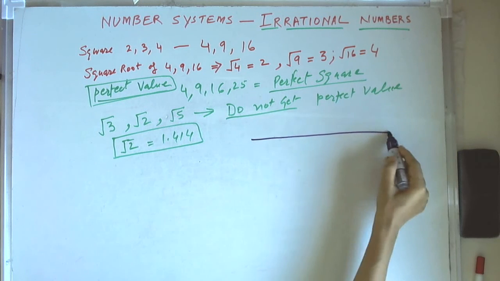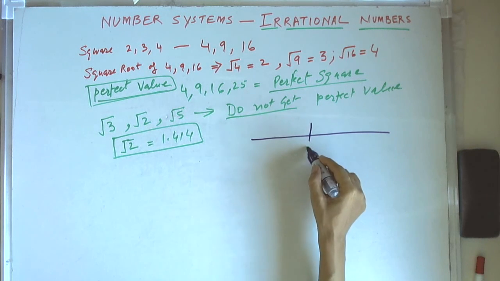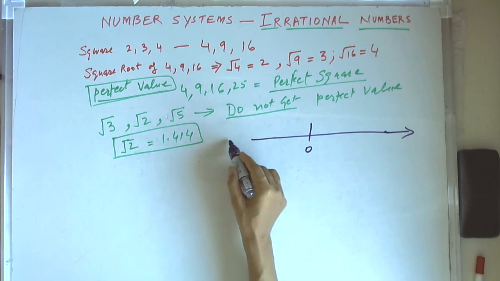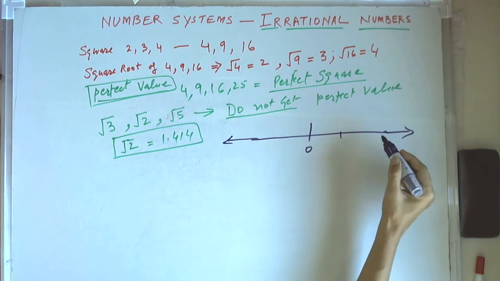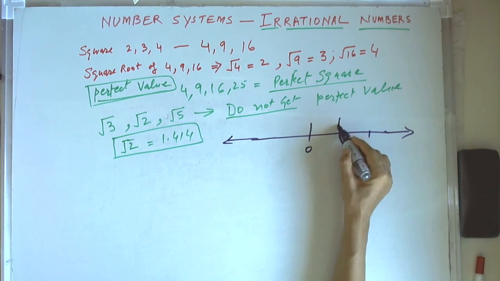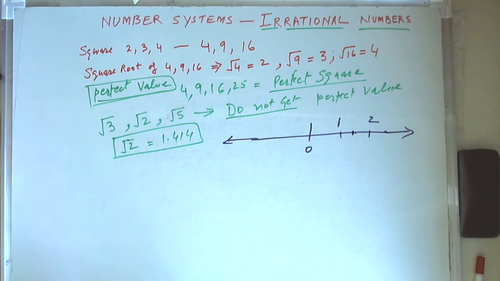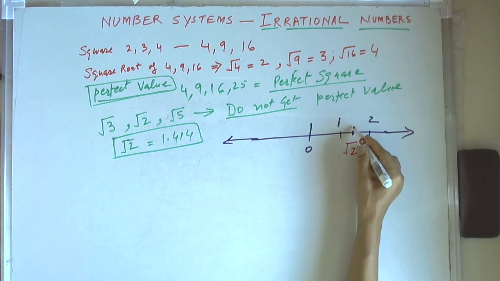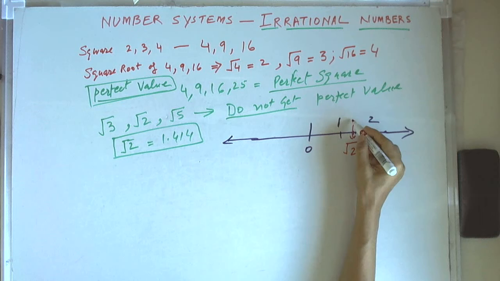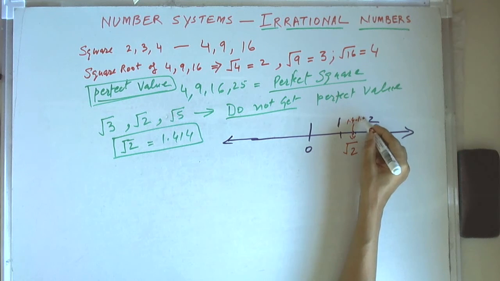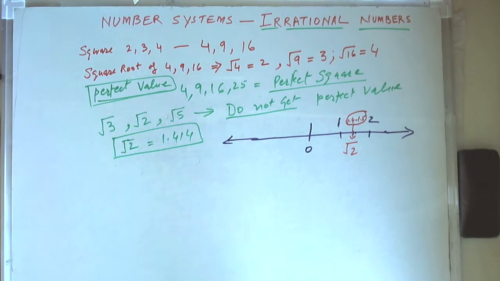But on a number line, we can see that this is 0 and this is extending here. This is 1 and this is 2. And so somewhere here will be 1.41. So somewhere here this will be under root 2, which will be between 1.4 and 1.5. Similarly, if we want to take under root 3, we will not get a perfect value.